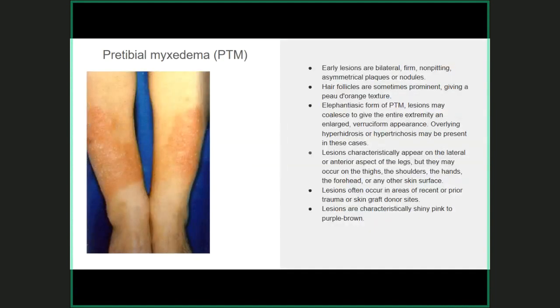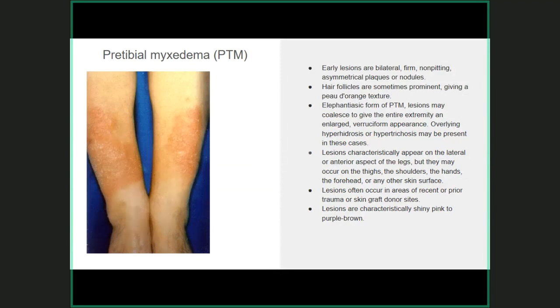Pretibial myxedema lesions are bilateral, firm, non-pitting, asymmetrical plaques or nodules. The hair follicles are pretty prominent, giving them a peau d'orange kind of appearance, an orange-like textured skin. In the elephantiasis form, the lesions may coalesce and give an enlarged verrucous appearance to the entire extremity. These could be quite disfiguring. Hyperhidrosis and hypertrichosis might be present.